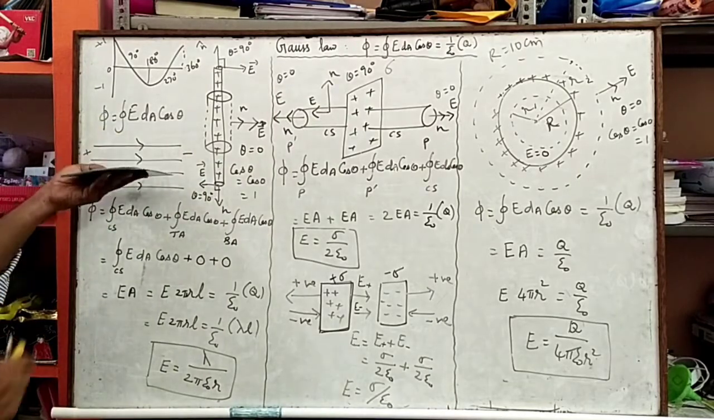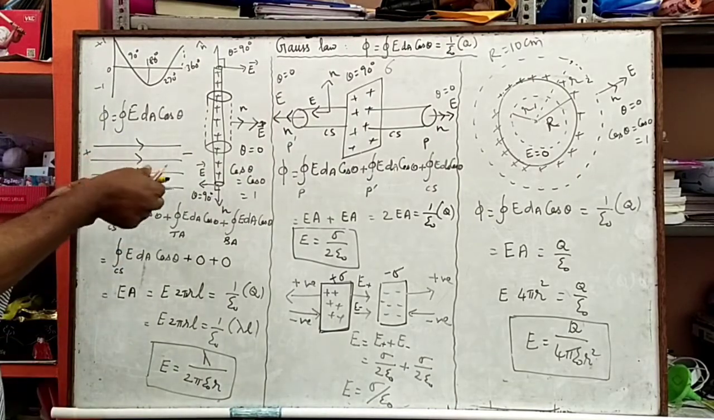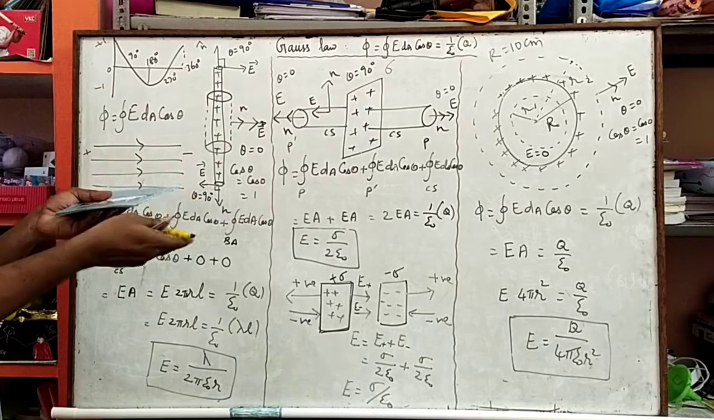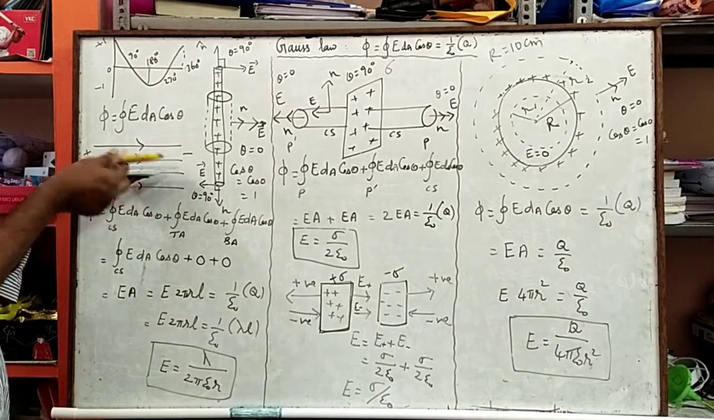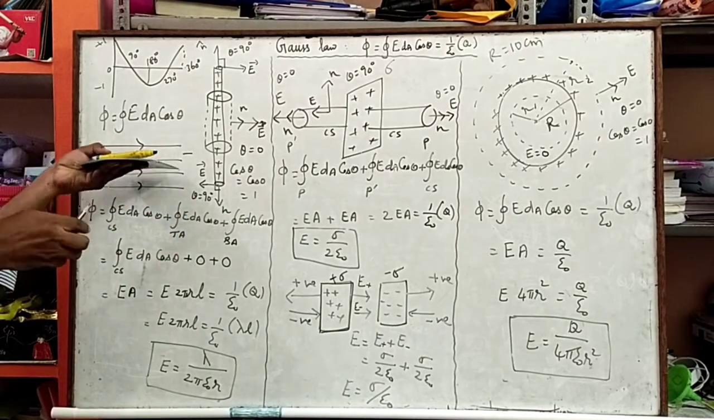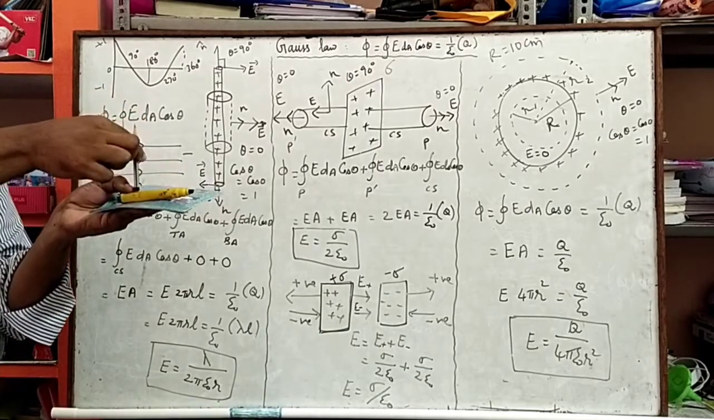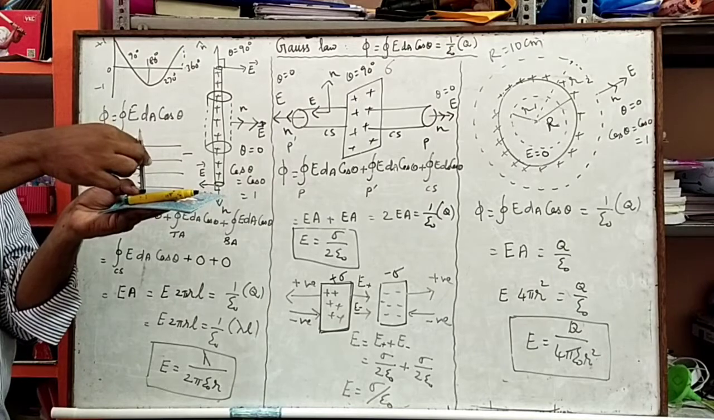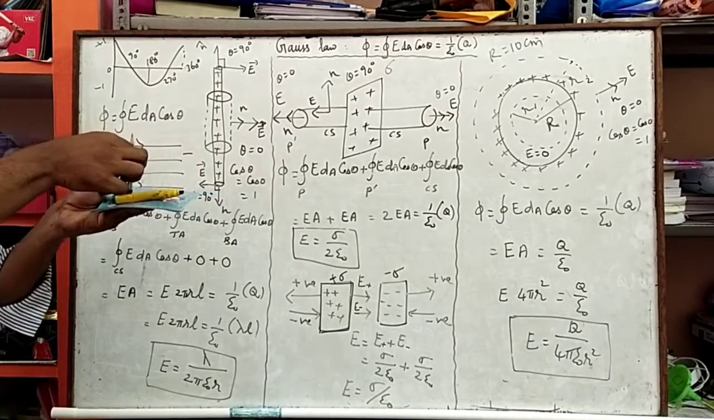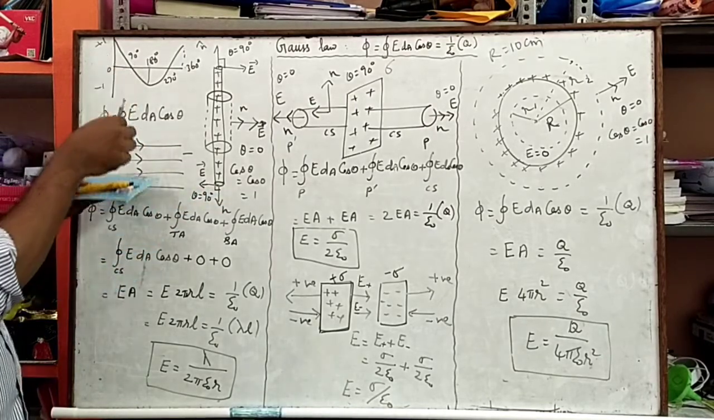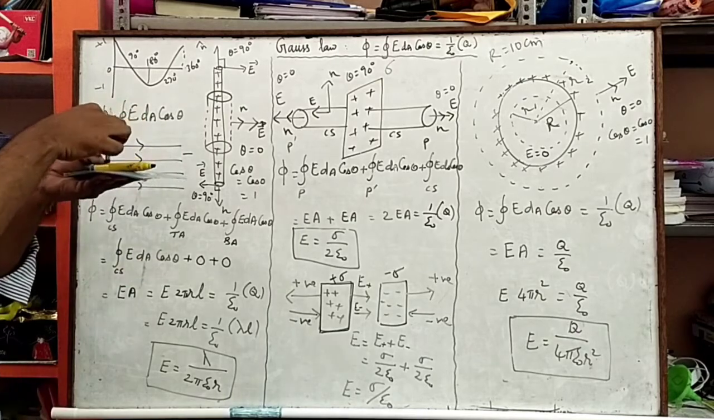In case if area is imagined like this, then also the electric field direction will be this way. Electric field will be in the same direction, and this will be the normal to the surface. Then theta will be 90 degree, cos 90 is 0. Then electric flux will be 0.